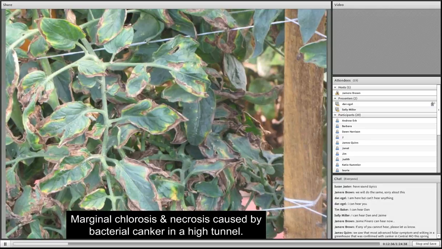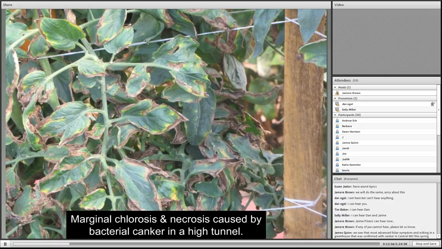We'll talk a little bit more about diagnostics. If you're using a diagnostic kit, for example, or you're looking for bacterial streaming, I find that these leaves are a good place to start, because if you cut that open on the edge there, the bacteria really come out of there in great numbers. So that's a good place to start.